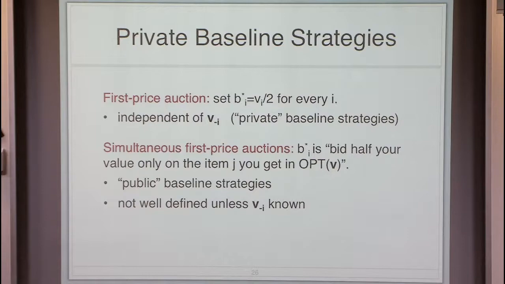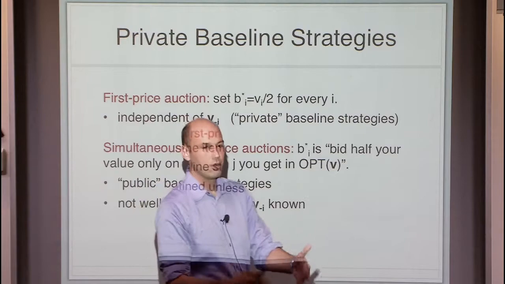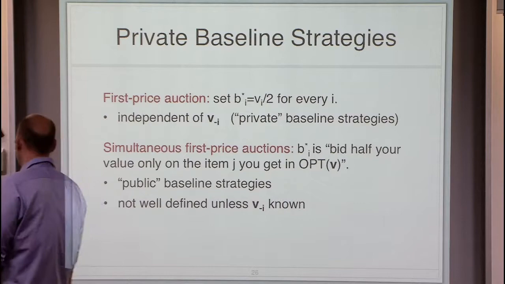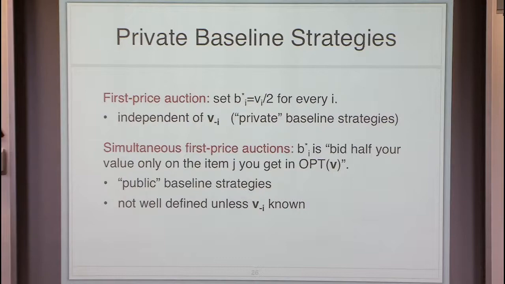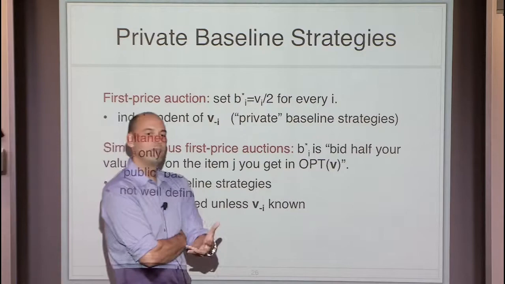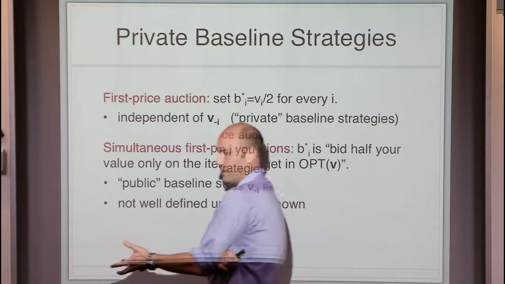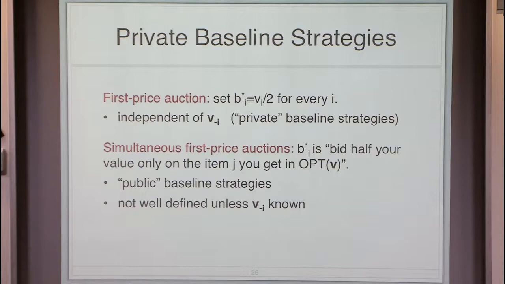For this, I need to distinguish between what I'm going to call private and public baseline strategies. Remember the order of quantifiers in these smoothness bounds. For every valuation profile V, you can choose baseline strategies B star, so that for every bid vector B, something is true. Okay? So the rub is always, how do you choose these B stars? Now, in the first price auction, how did we do it? We just said bid half your value, bidder I. Okay? This is a private baseline strategy in the sense that player I only needs to know its own valuation VI to execute this baseline strategy. It does not need to know V minus I. Okay? In other words, B star is independent of V minus I.